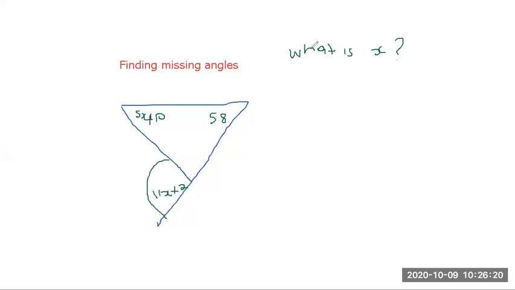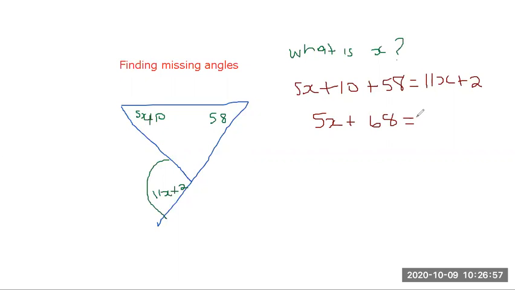I'm gonna write this out. All right. So just like how we did before with the concept, those two interior angles together should equal that exterior angle. So I'm gonna write it out. 5x plus 10 plus 58. All of that should equal to 11x plus 2. That's just how it works. And then you group like terms. You do the additive and multiplicative inverse. So you go in 5x plus 68 equals 11x plus 2.